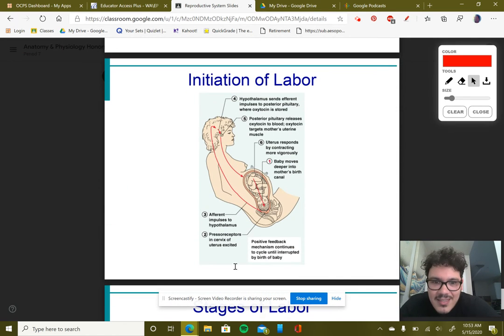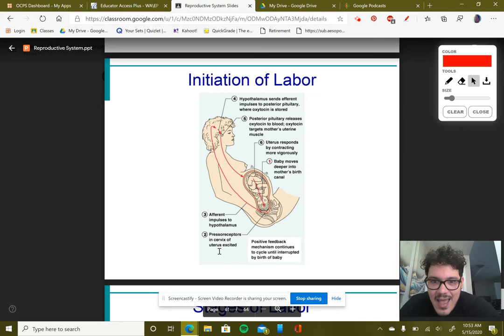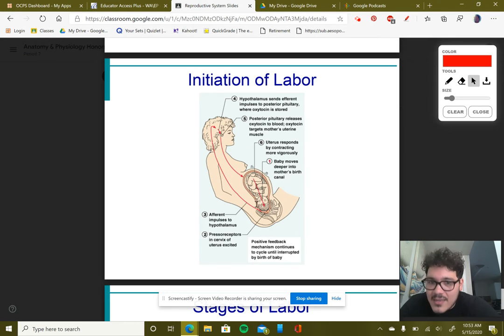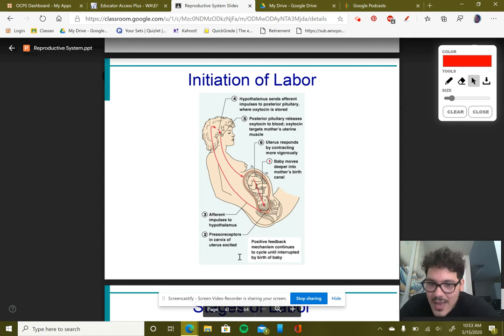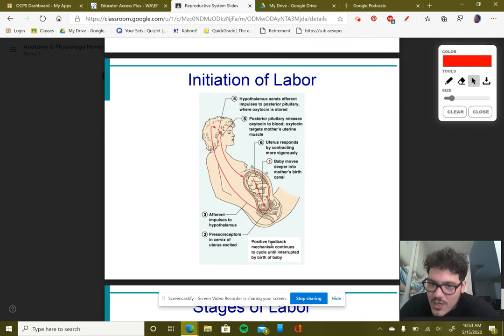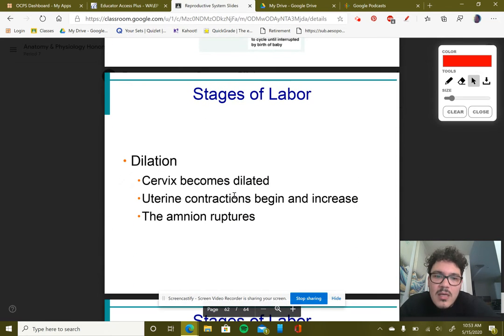Here we're just able to see the step-by-step process of what has to happen when a woman is in labor. Again, you can follow through this on your side, but hey, there's that positive feedback mechanism I was mentioning. Make sure you're aware of that, especially if you're going to pursue this type of stuff in the future. You will learn more about this in other classes in college, guaranteed. As far as the stages of labor, pretty straightforward.